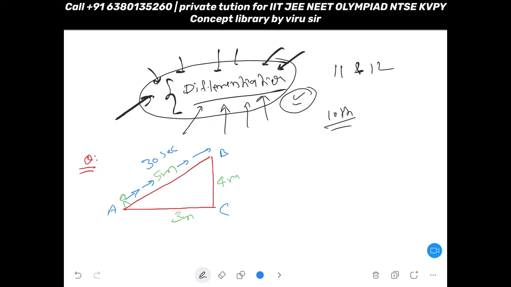In 30 seconds, a person is reaching from point A to point B, and then the person is coming down from B to C in 10 seconds.